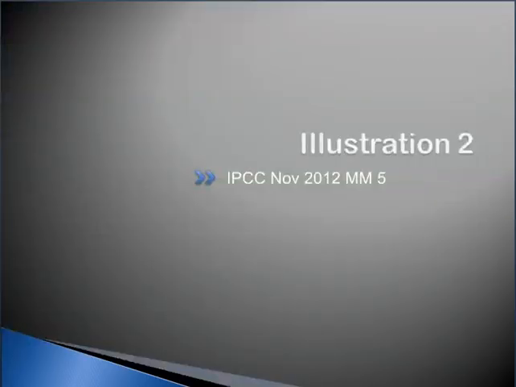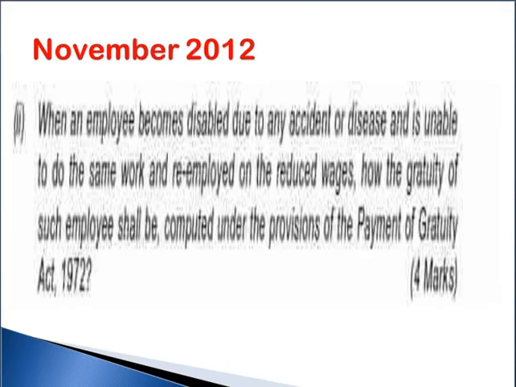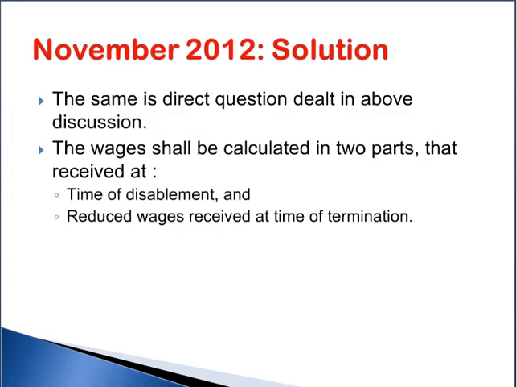The next illustration is from November 2012 attempt. The question goes like this. When an employee becomes disabled due to any accident or disease and is unable to do the same work and re-employed on reduced wages, how the gratuity of such an employee shall be computed under the provisions of Payment of Gratuity Act 1972. Above question is a direct question based on the discussion we have taken.